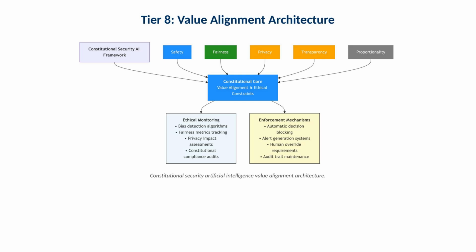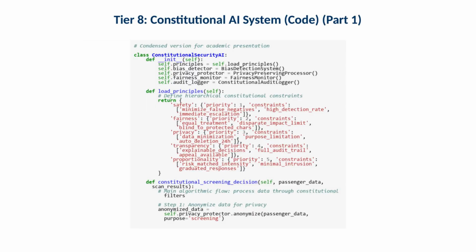Safety remains the top priority, but it must be pursued through means that preserve dignity and equal treatment. Fairness, privacy protection, transparency with audit trails, and proportionality form the non-negotiable guardrails that shape what screening policies are allowed. This part typically defines the value hierarchy and the policy constraints that implement it. It also defines which decisions require mandatory explanation and which decisions must always be reviewable by a human authority.